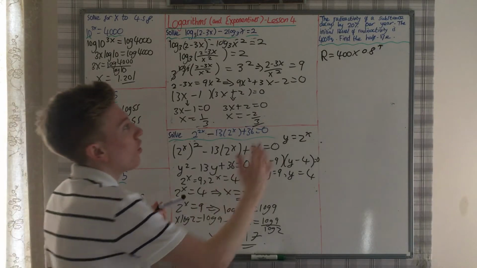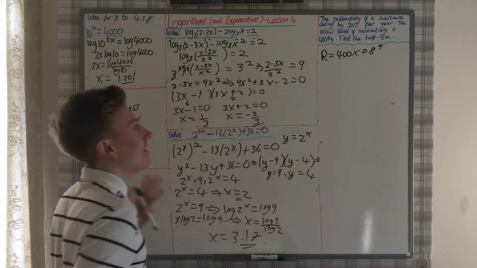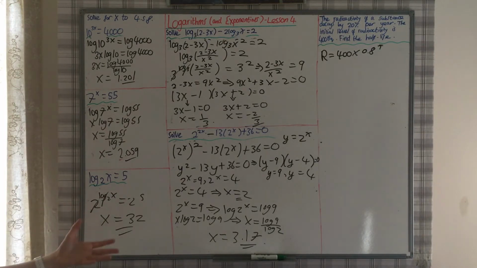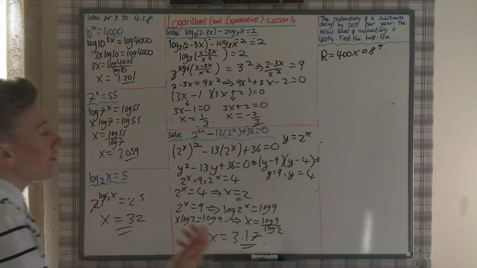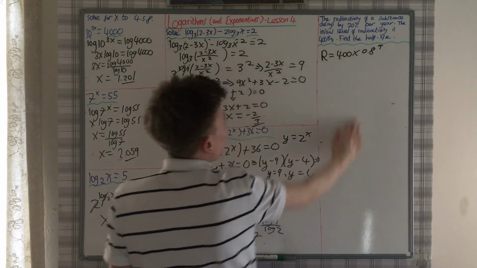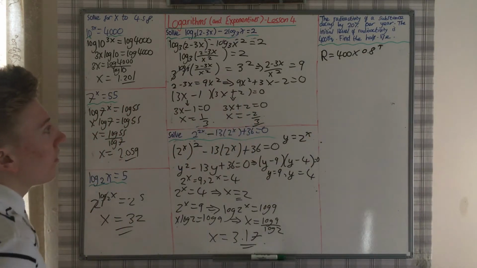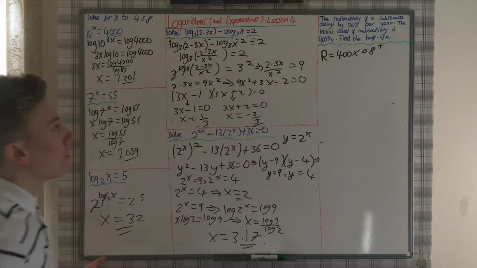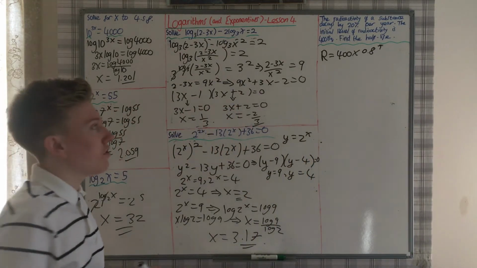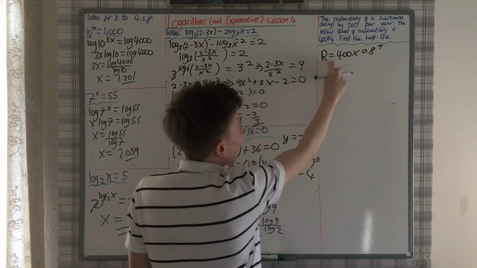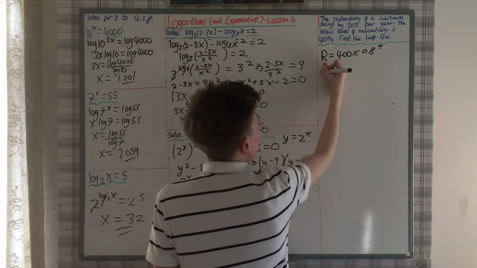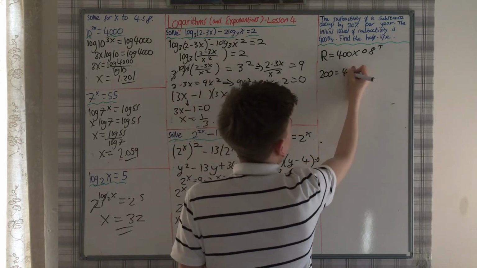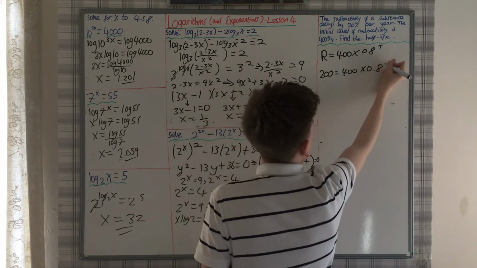The main thing is to learn this format, because you'll see it in lots of applications, whether it's mechanics, pure maths, or even physics. So learn this format. Now, what we need is a half-life, which is a time. We need the time for it to fall to half its original value. So if it's half of its original value, then the radioactivity will be 200. So we put 200 in as our R. And this is still equal to 400 times 0.8 to the power of t.